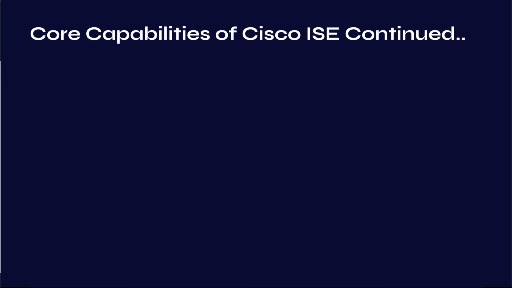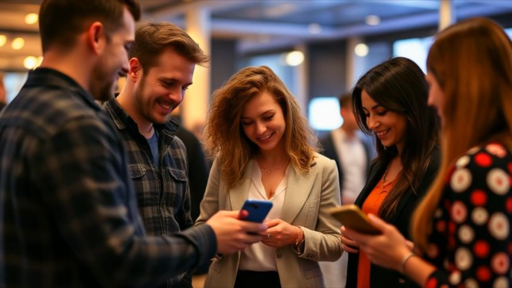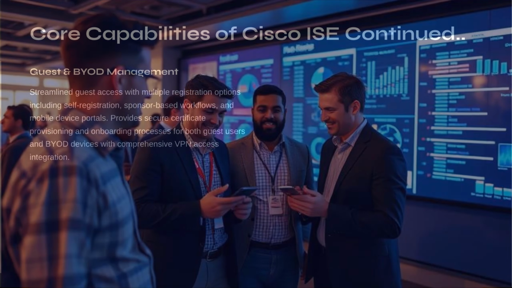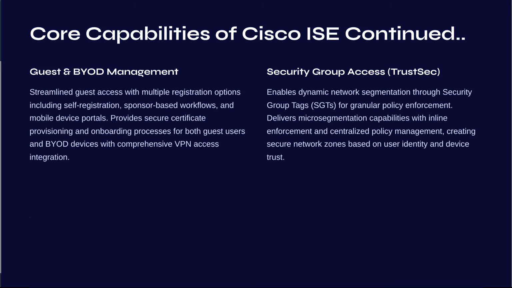Now here's the next four. This is the last slide on core capabilities of Cisco ISE. So it offers guest and bring your own device management. So it streamlines guest access with multiple registration options, including self-registration, so guests can register themselves. There's also sponsor-based workflows where the guest is sponsored by someone, and it provides mobile device portals. It provides secure certificate provisioning and onboarding processes for both guest users and bring your own devices with VPN access integration. Then there's security group access, which is TrustSec.